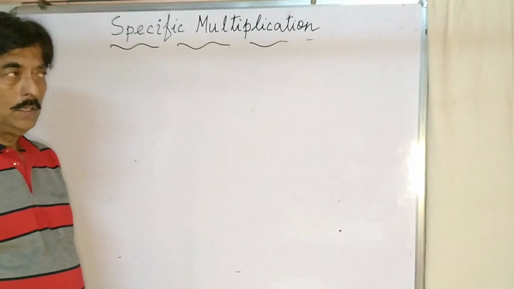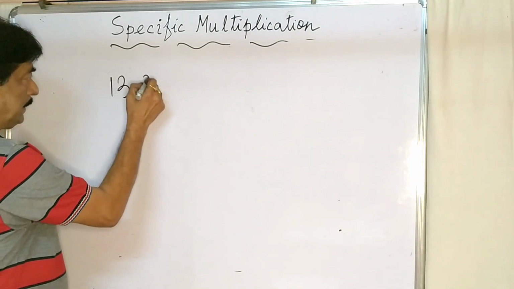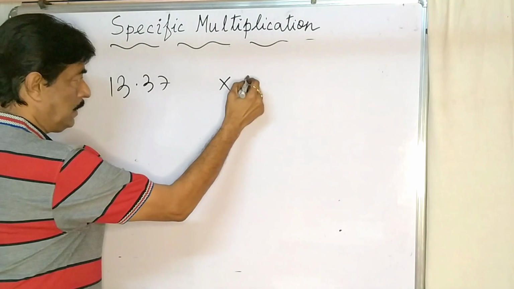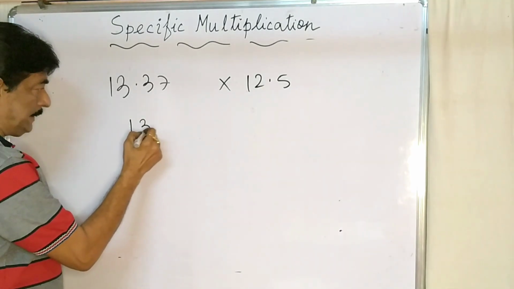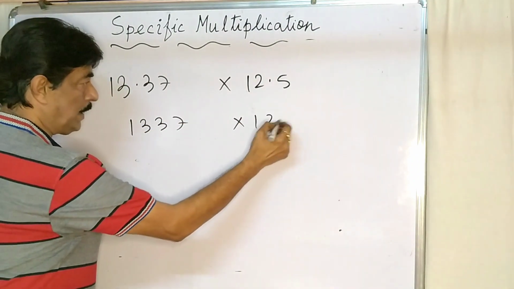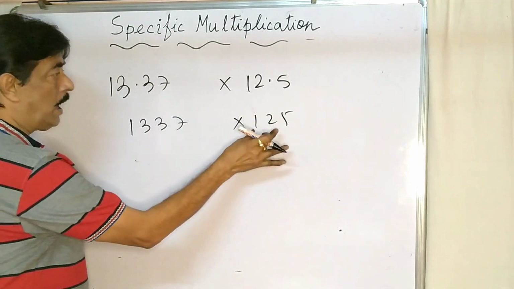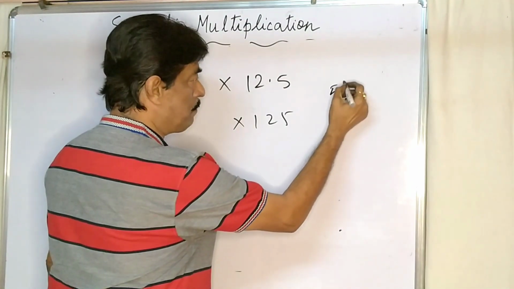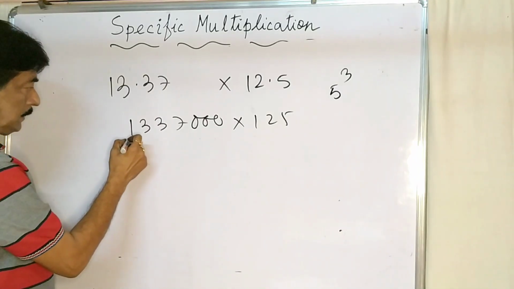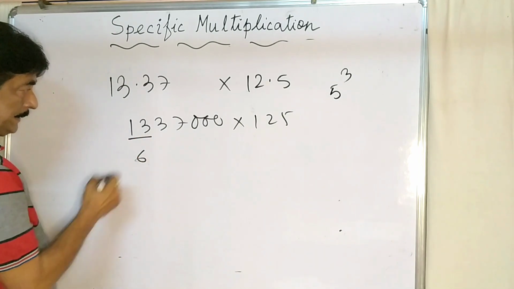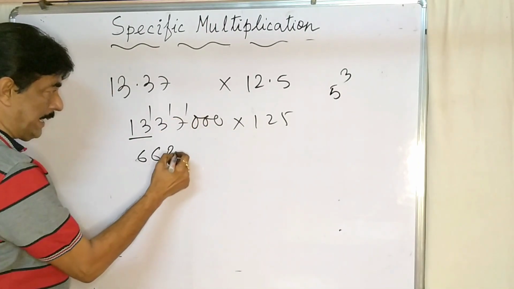Now observe which problem we are going to face. 13.37 multiplied by 12.5. So your numbers are 1337 multiplied by 125. Whatever your answer, put the decimal point 3 places from the right side. How many? 125 means 5 cube. So you have to put 3 zeros here. And you have to make 3 times half. 13. Previous even number 12, make it up 6. 12, make it up 6. 16, make it up 8. 10, make it up 5.